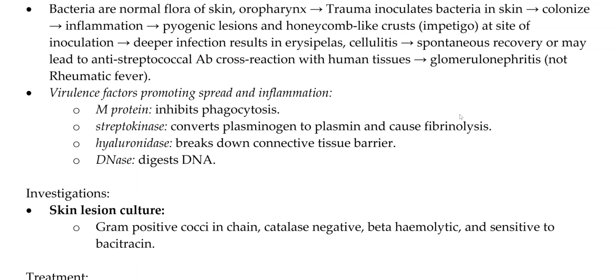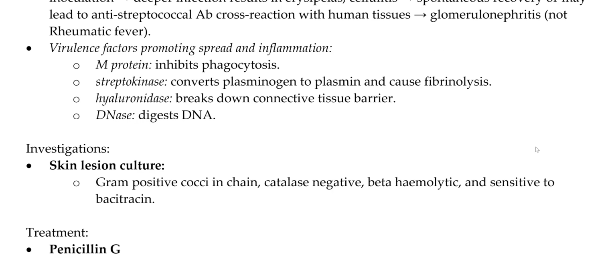So coming to investigation, we can do the lesion culture, that is, a sample is taken from the skin lesions and sent for culture and sensitivity. And you can see the gram-positive cocci in chains, which are catalase negative. So they are streptococci, beta-hemolytic, and they're sensitive to bacitracin. This will stamp it out as Streptococcus pyogenes. Treatment: obviously they are penicillin sensitive, so we will give penicillin G.